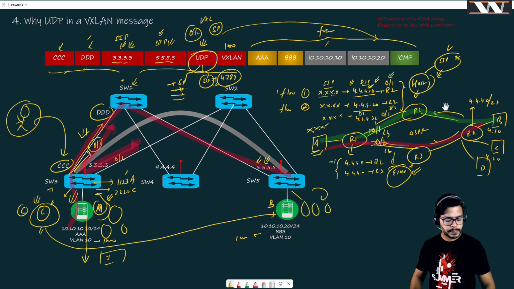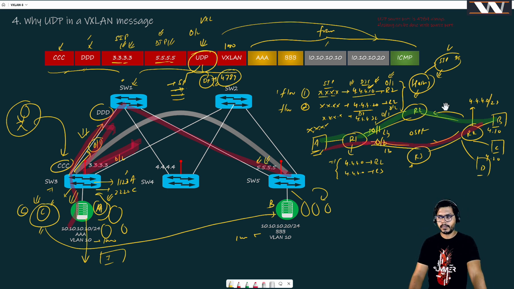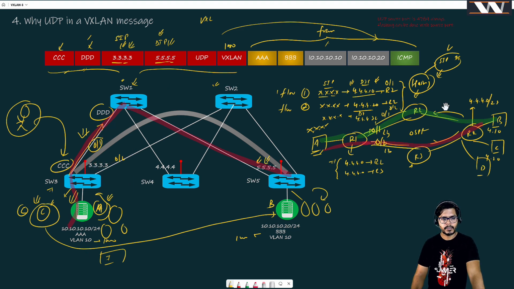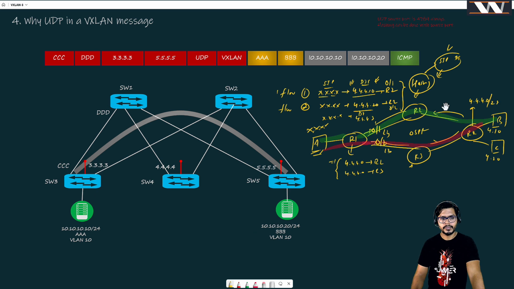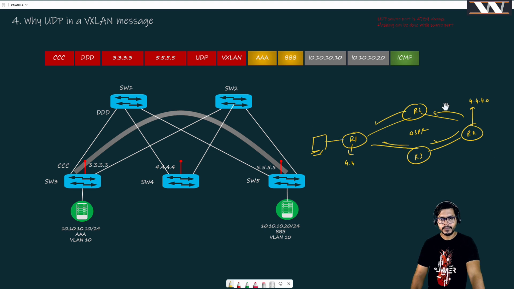Mr. Supreet, please go ahead. Hey Vishnu, thank you. Let's say I need to have communication between two different VLANs. I have VLAN 10 on switch 3 and VLAN 20 on switch 5. The VXLAN header will still remain the same, right? So the source IP, destination IP, and the MACs will still remain the same. Absolutely. Okay, thank you.